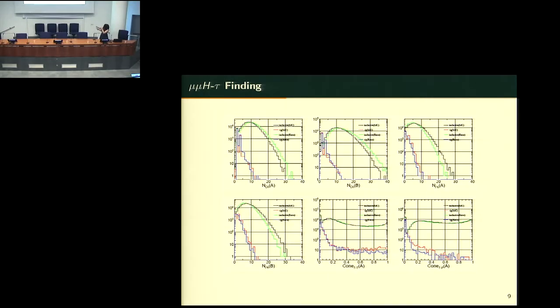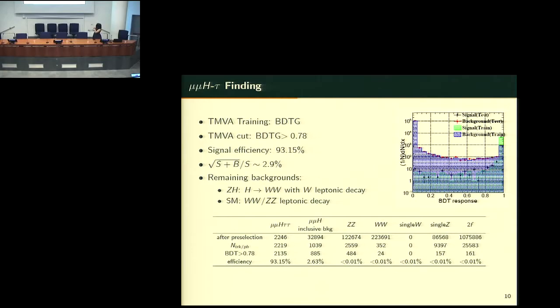Here is the distribution of these parameters, the number of tracks, the number of photons, and also the angles. The distributions of the signal are shown by the blue and red lines, which are the simulated information and also the reconstructed information. We can see that they are consistent with each other. And then these parameters are trained in the TMVA.